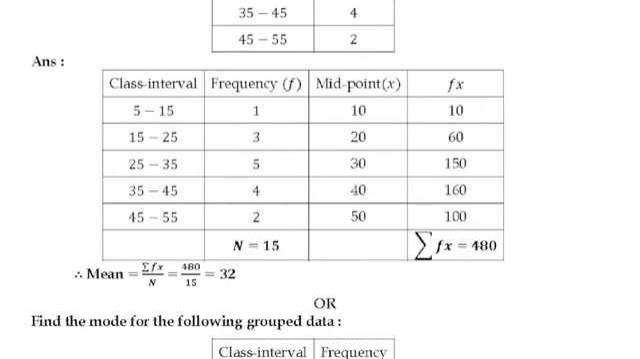How are you going to find the midpoint? The midpoint means you have to add these two and divide it by 2. The midpoint of the class intervals, that means 10 is the midpoint here, 20, 30, 40, 50. So now you should multiply these two. 10 into 1 is 10, 2 into 30 is 60, 5 into 30 is 150, 4 into 40 is 160, 2 into 50 is 100.